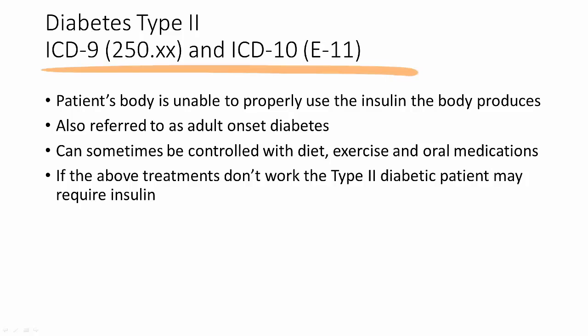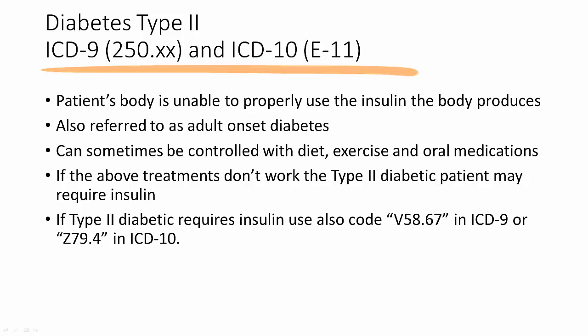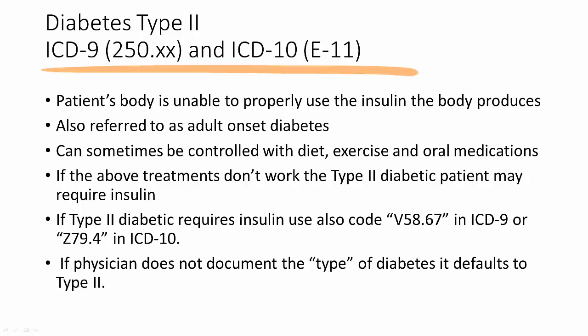Whenever a type 2 diabetic requires the use of insulin, in ICD-9 you want to add the additional code of V as in Victor 58.67, and in ICD-10 it would be Z as in Zebra 79.4. If a physician does not document the type of diabetes, it always defaults to a type 2 condition, and that is the same whether it is in ICD-9 or ICD-10.